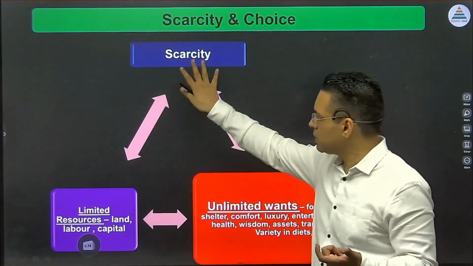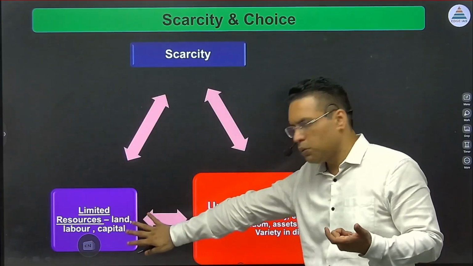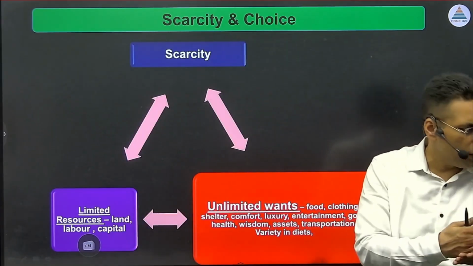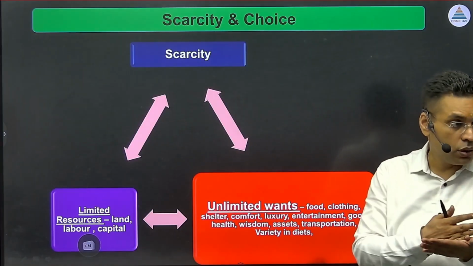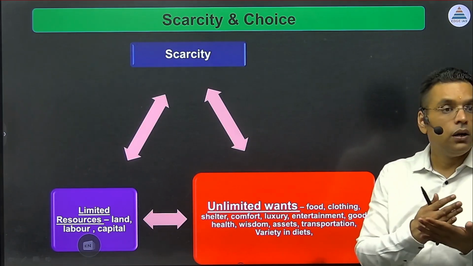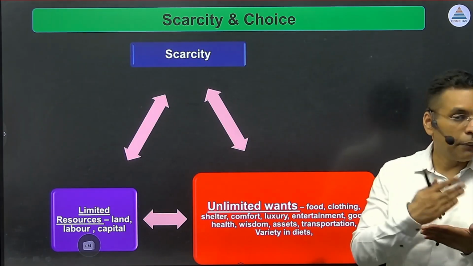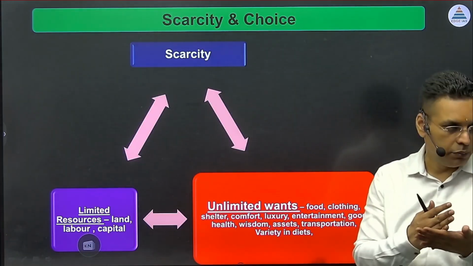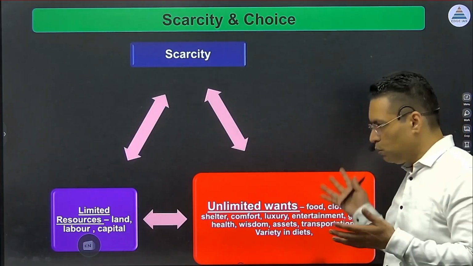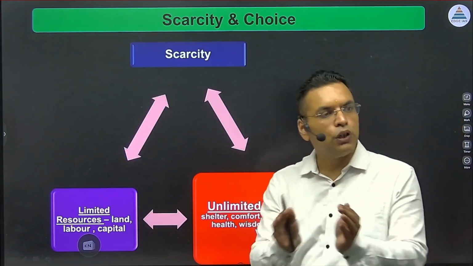So first assumption, limited resources. Resources means there are two kinds of resources: the natural resources, the land. Land could be a natural resource. Then the man-made resources, capital, technology, machine. Again, these are not unlimited; these are limited. And we will try to produce and do economic activity to meet the human needs.